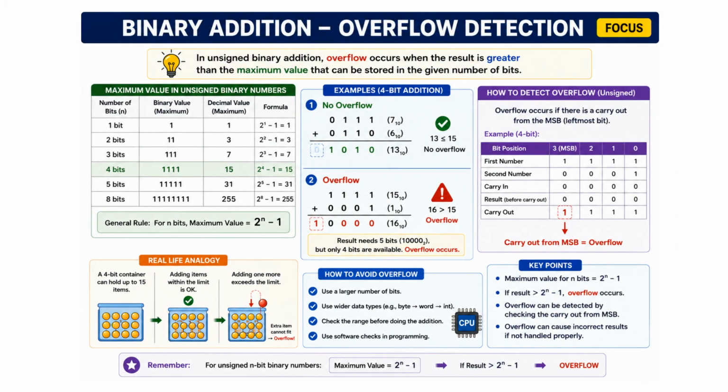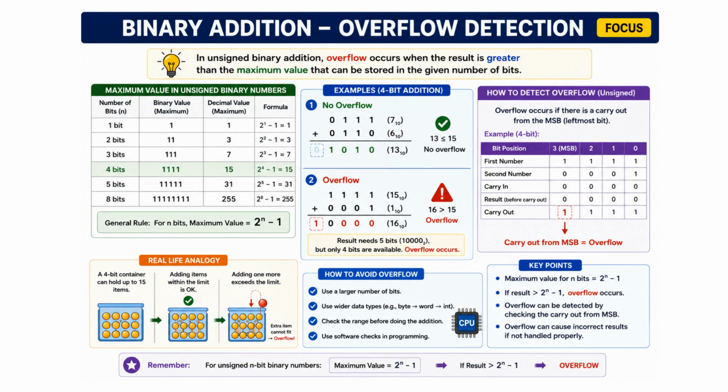Let's bring together everything we've learned about overflow detection. In unsigned binary addition, overflow happens when the result is greater than the maximum value that can be stored using the available number of bits. Remember, for n bits, the maximum value is 2 to the power of n minus 1. For example, a 4-bit unsigned number can store values from 0 to 15. If the result is 15 or less, there is no overflow. But if the result becomes 16 or more, overflow occurs.